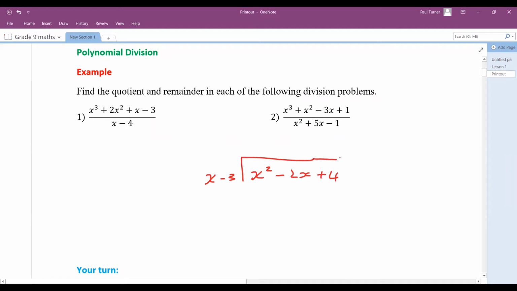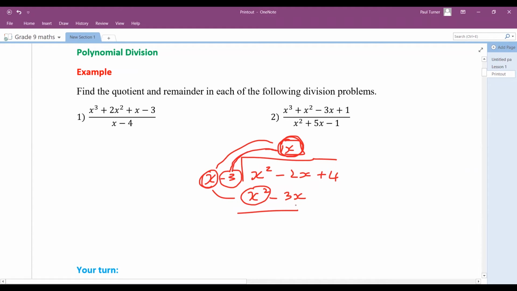Do you remember what to do first? What goes up here? This would be x, won't it? Because this is x squared, right? So that would be x times x, which is x squared, and then you go x times minus 3, so minus 3x. So that number that you wrote, x, is multiplied to x, which gives you x squared, but then you have to multiply it again to this number here to give minus 3x.